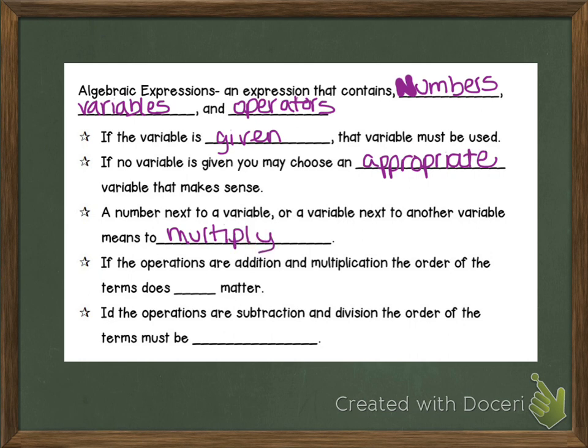So an example could be something like 12G. That means 12 times G. If the operations are addition and multiplication, the order of the terms does not matter. For instance, instead of 12G, we could have G12. I will say that this is the most preferred way to write it, though.